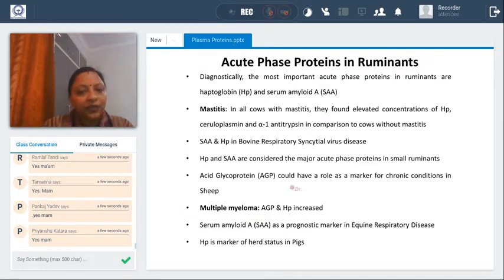Multiple myeloma, AGP and HP increased, and SAA as a prognostic marker in equine respiratory diseases. HP is a marker of herd status in pigs. So in pigs, HP is important. In equines, SAA important. In cows, again HP important. And in small ruminants, HP and SAA. But in sheep, AGP have a role as a marker for chronic conditions.